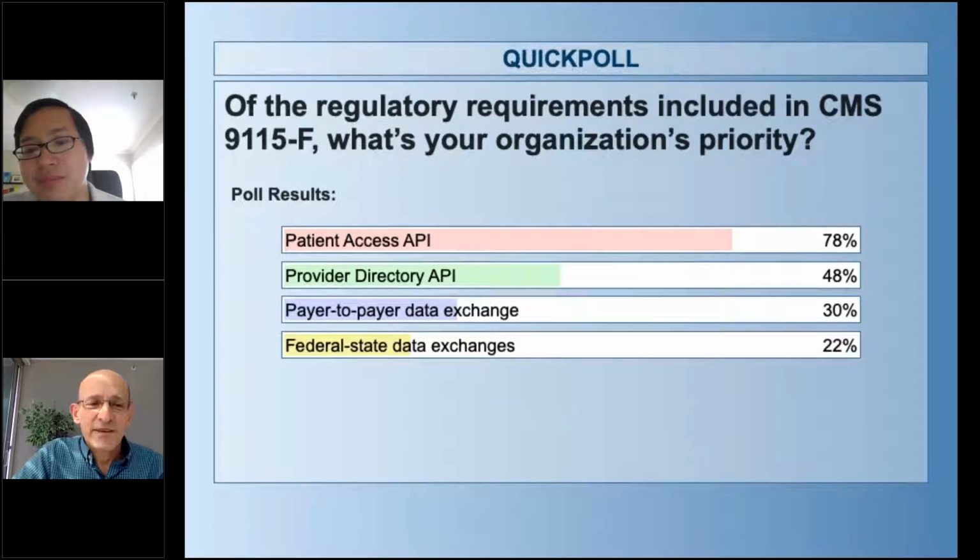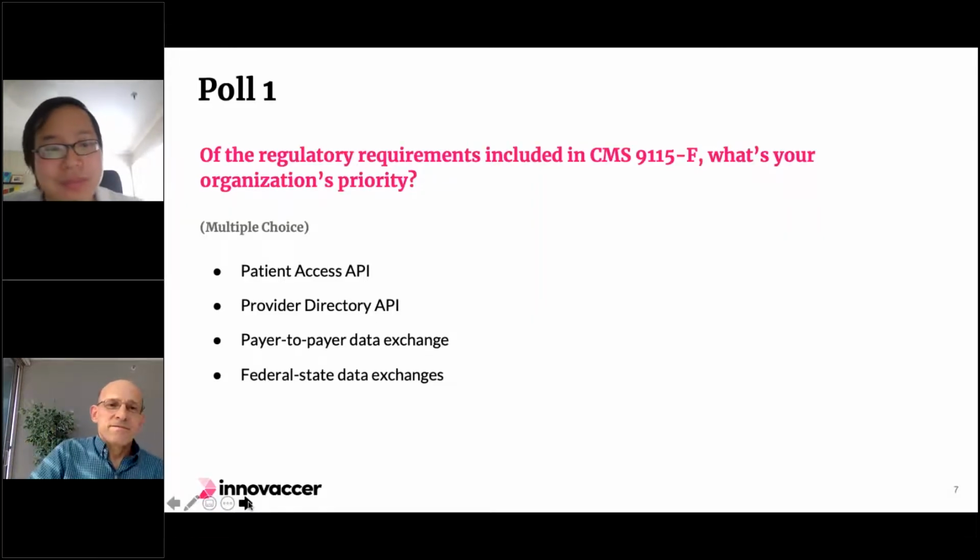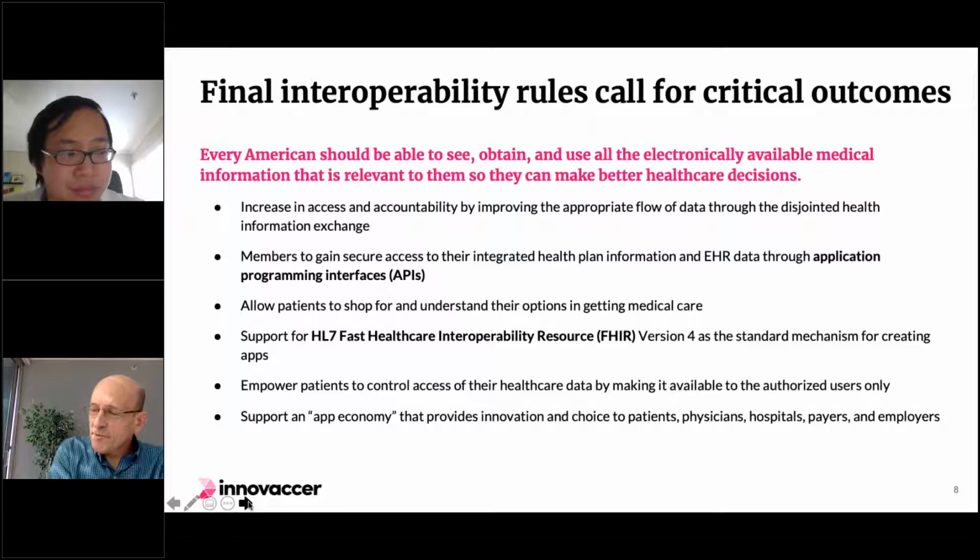Awesome. So let's get into it. The final interoperability rules really speak to some very key outcomes. So, every American should be able to see, obtain, and use their electronically available medical information that's relevant to them and make better decisions. That's what this is all about, making better decisions.